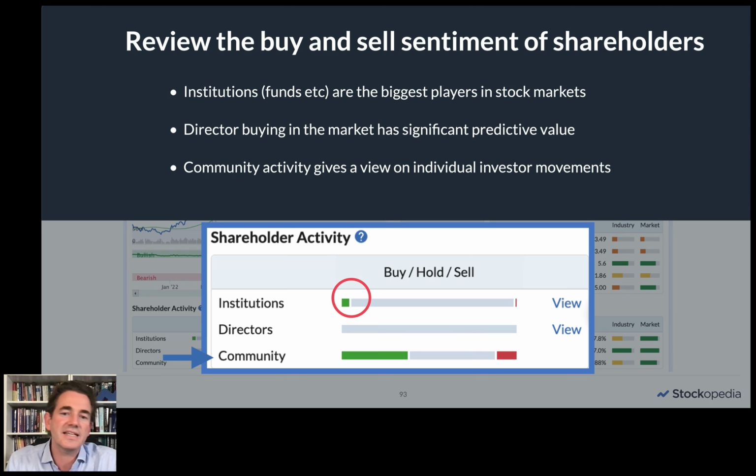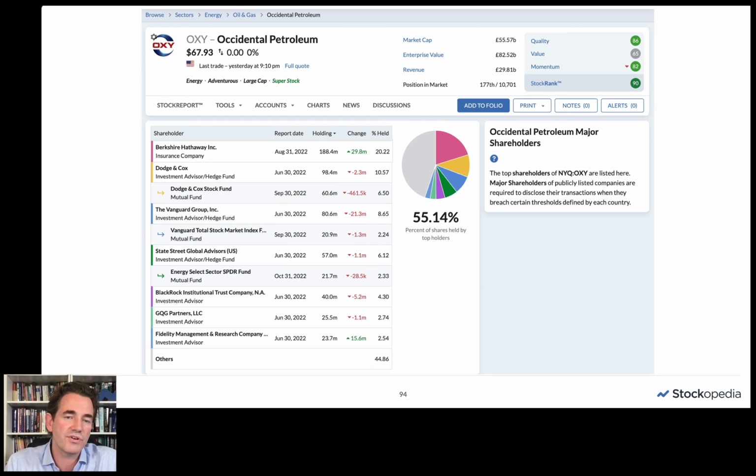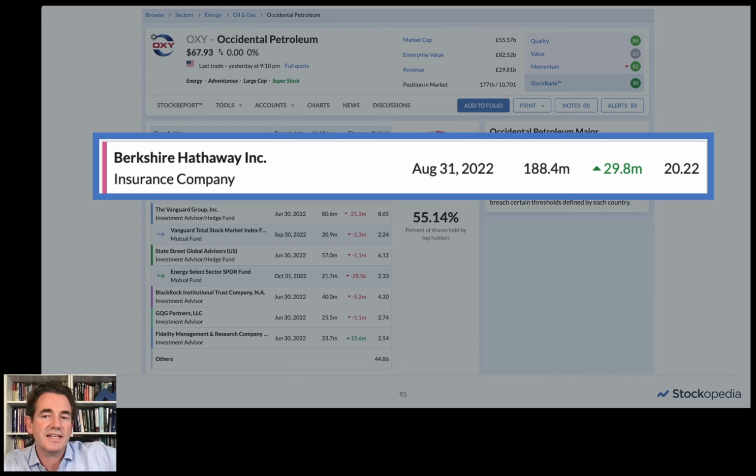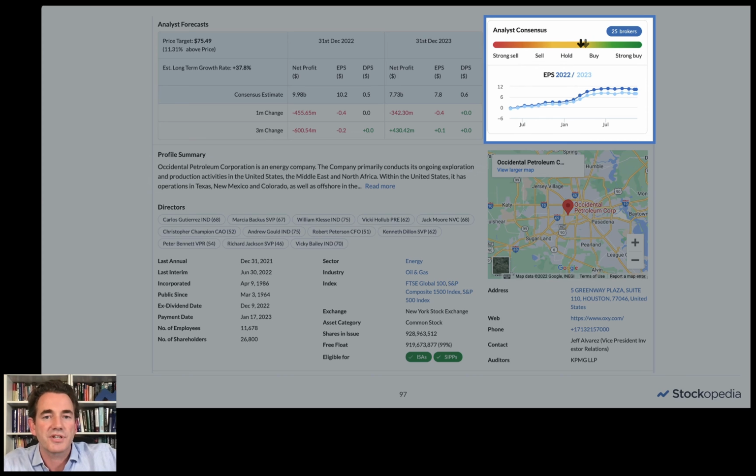One thing here, you can see that little flash there. Well, if you actually go and click the view on the right, it takes you through to a breakout page. We've got more pages than just a single page. You've got all the accounts and directors' deals and statements. But this shows you that Berkshire Hathaway has recently massively increased its stake by buying another 30 million shares. So that's Warren Buffett's firm going out and deploying more capital into oil and gas, which I think is pretty interesting.